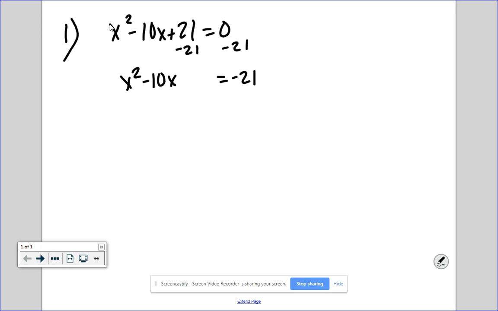Okay? Technically, some people teach it, you don't even have to move C. I always just do because I think it makes life easier. Okay? Now I got to find new C. So I take B divided by 2. Square it. And now what do I do with that number? Add it to both sides.